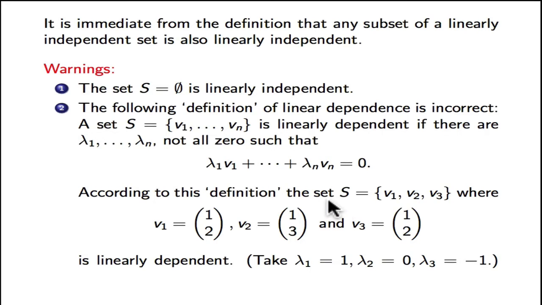But this set S is the set containing (1, 2) and (1, 3). And we have seen that this set is linearly independent, not linearly dependent. So this definition here is not correct. But unfortunately, it does appear in many textbooks of linear algebra.